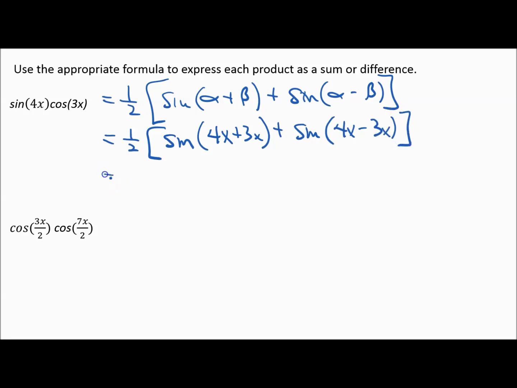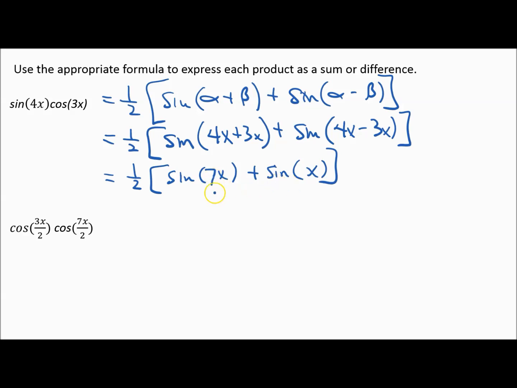I do need to simplify this as much as possible, so that's 1/2. This is the sine of 7x plus the sine of x. Okay, and again, that's a 7x. It almost looks like a 2 I've got written in there, but that is just a 7. There we go. That looks a little more like a 7.